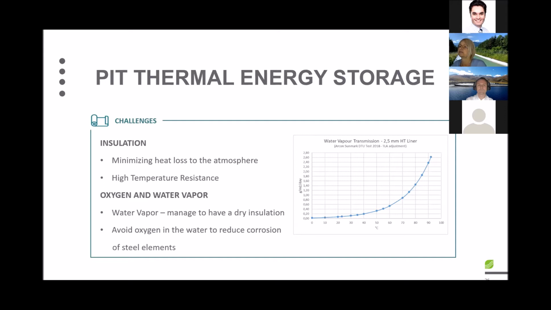Here you can see that with rising temperature, there is already a high water vapor transmittance through the specific high temperature liner. At 90 degrees, we talk about 2.6 grams or even a higher content of water diffusing through the liner per cubic meter per day. So the insulation layer has to cope with it.